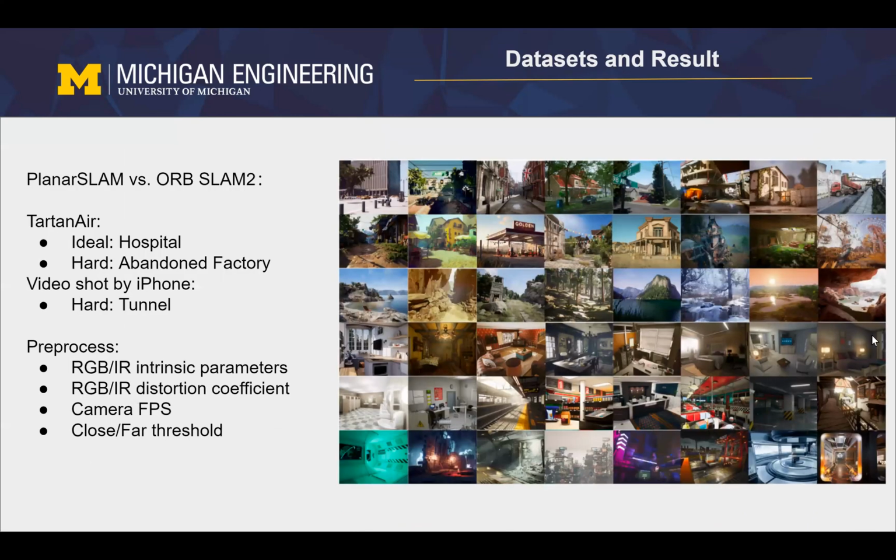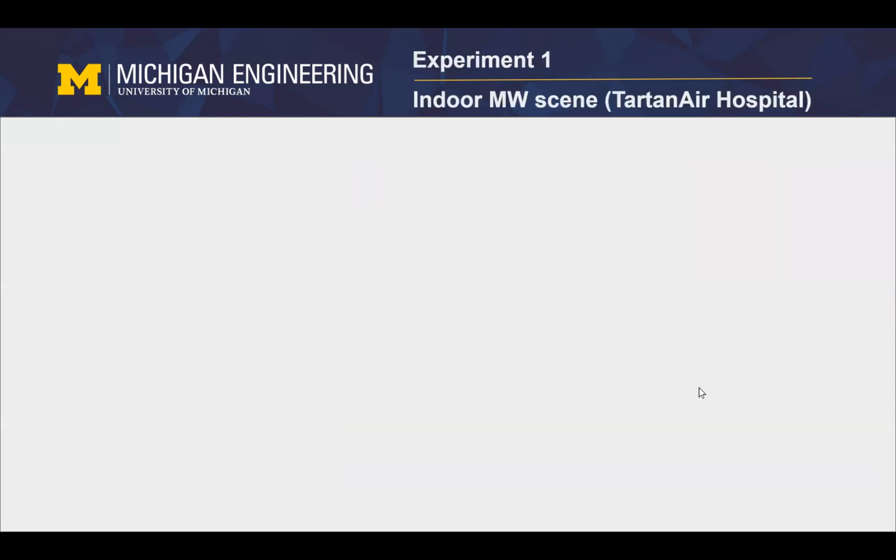We manually adapted the PlanarSLAM to three kinds of datasets with different difficulty and scene. The hospital dataset is the indoor dataset from TartanAir and is the ideal scene for the PlanarSLAM. And the abandoned factory is the outdoor dataset, which is hard for PlanarSLAM. The tunnel dataset is another one we use to test the performance of the PlanarSLAM with cylindrical scene.